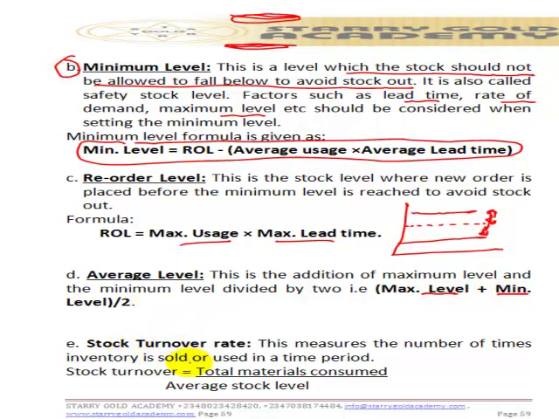The stock turnover rate is another inventory control level, and it measures the number of times inventory is sold or used in a time period. It is given as total materials consumed divided by average stock level.